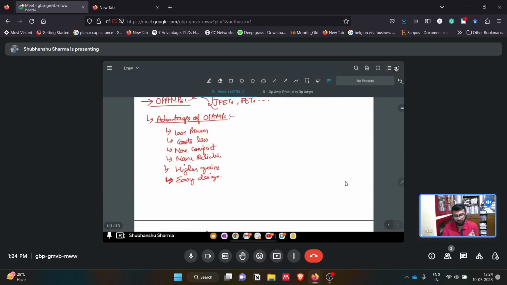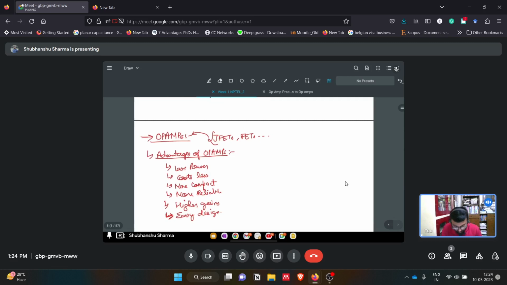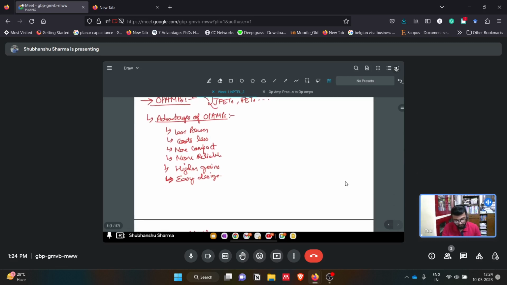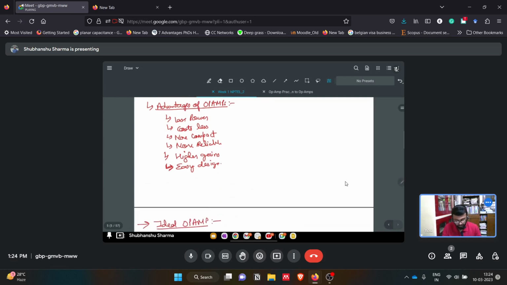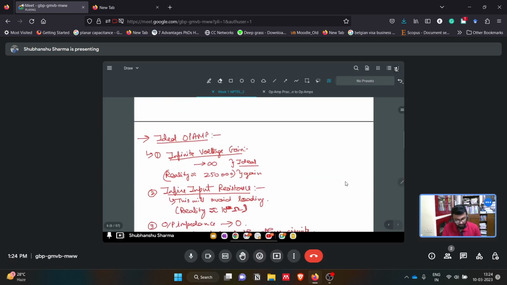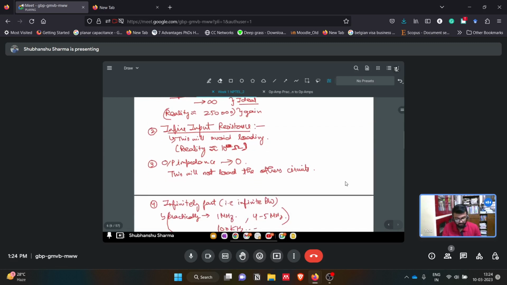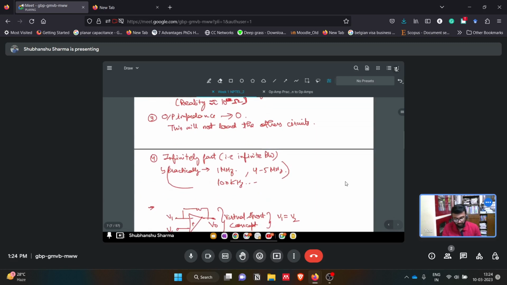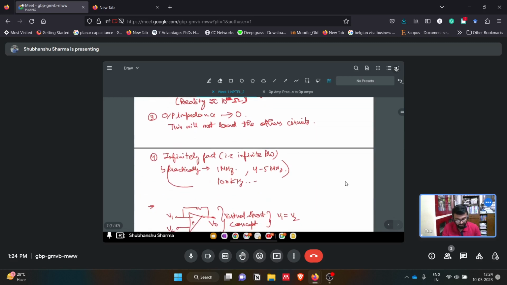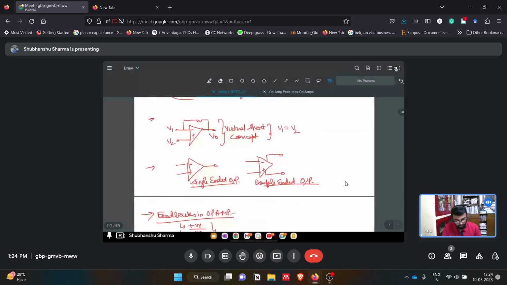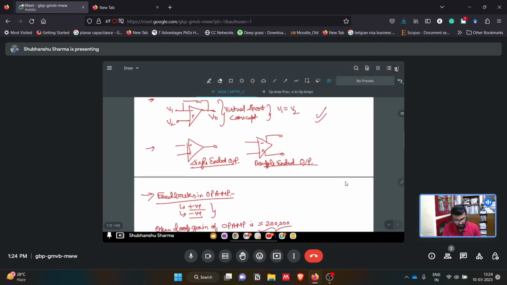Then we came to op-amps. Earlier we were using only transistors. Now we came with ICs. Because of that, we were able to make op-amps. They have less power consumption, cost less, and other advantages over transistors. Then we talked about the ideal characteristics of the op-amp: infinite voltage gain, infinite input resistance, zero output impedance, very high speed, very high bandwidth. Then we talked about the virtual short concept in op amps, then single-ended and double-ended outputs.